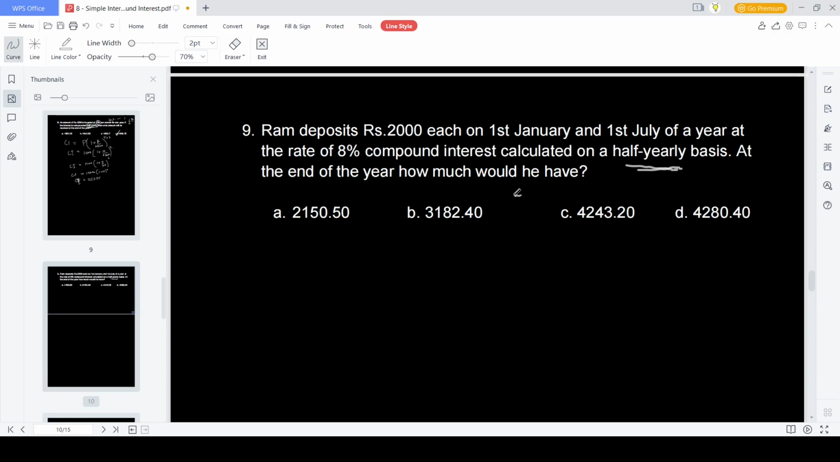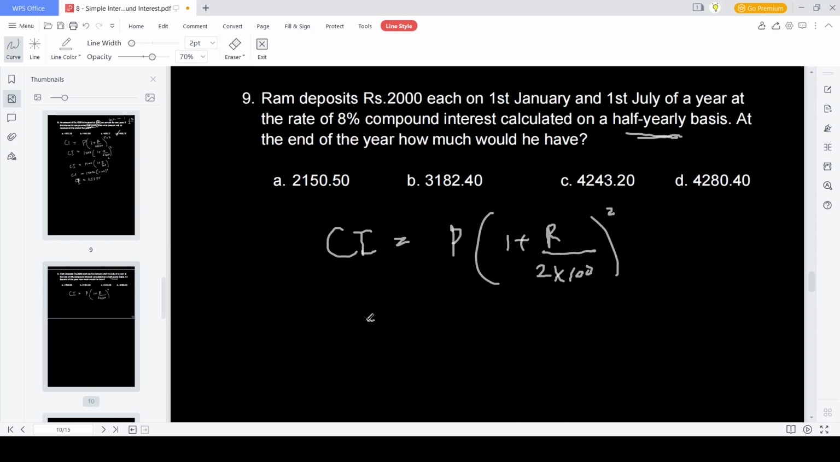1st January is nothing but the starting of the first half of the year, right? And 1st July is the starting of the second half of the year, and it's compounded half yearly. So basically it's the same, no? Compound interest is equal to P into (1 plus R by 2 into 100) to the power 2, because it's 1 year, 2 half-years. Now we substitute the values. 2000 rupees into 1 plus.